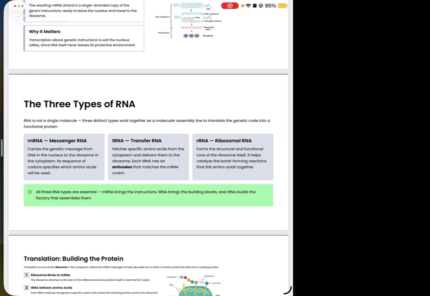In translation, the ribosome reads mRNA in codons and tRNA brings amino acids. These amino acids join together to form a protein. Requirement covered: DNA, RNA, protein pathway.